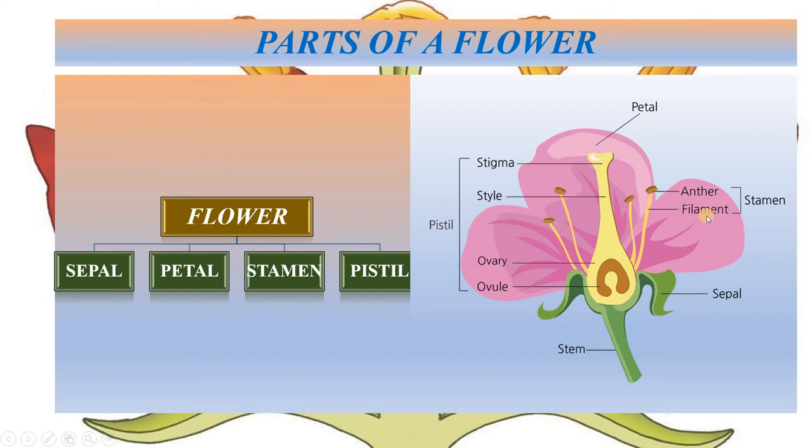Stamen has two parts, number 1 is anther, number 2 is filament. This part is called anther, this part is called filament. And pistil, the female reproductive organ, also contains 4 parts. Number 1, this one is the stigma, the topmost part. This is the connecting tube, the style. This one, the swollen portion, is the ovary, and inside the ovary the egg-like structures are present, which are called ovules.